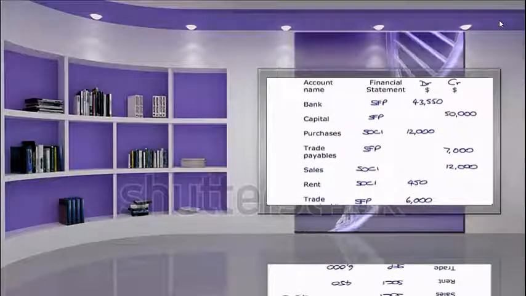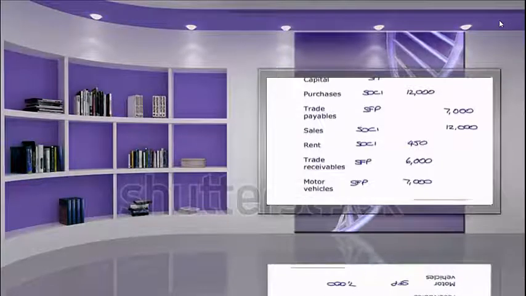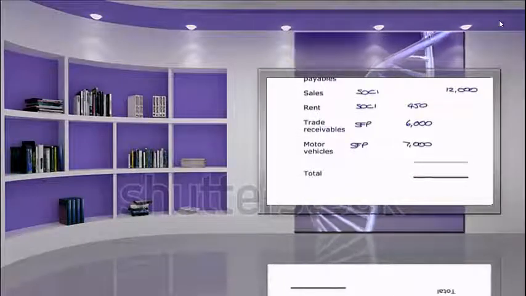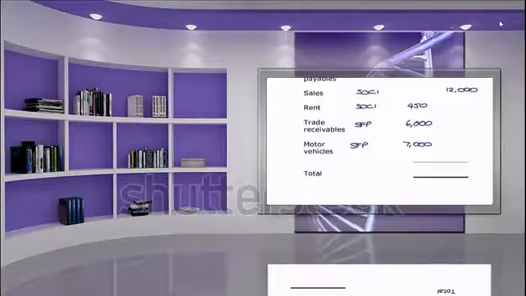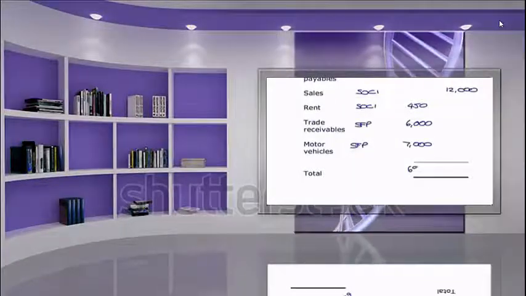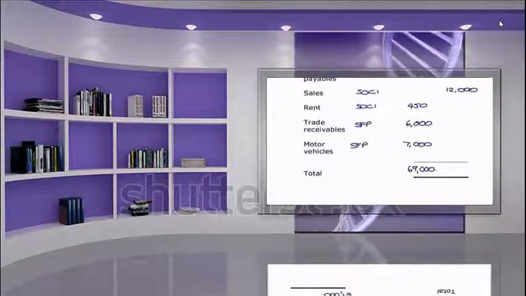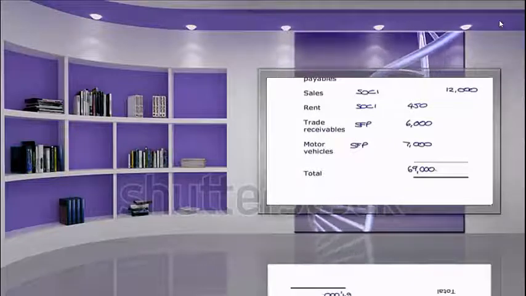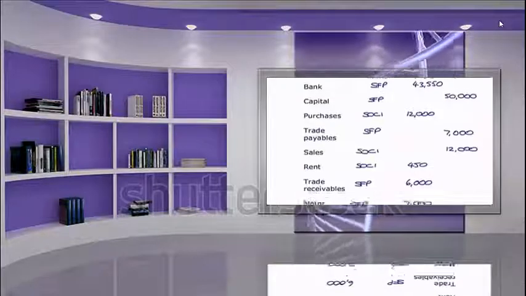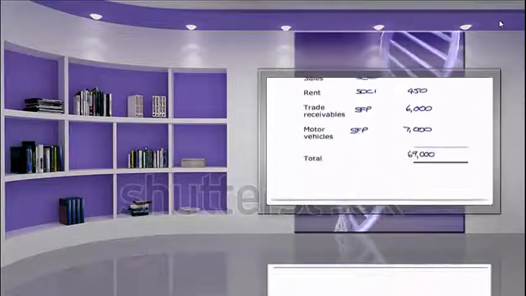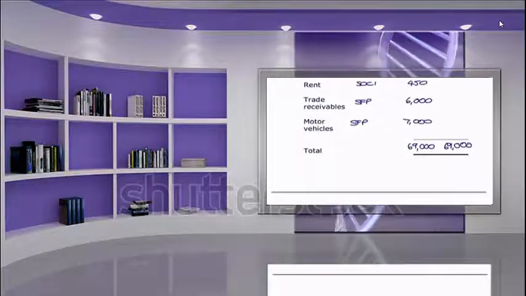Our debit column, we start with 43,550 plus 12,000 plus 450 plus 6,000 plus 7,000. Well, that should give us 69,000, the total of the debit column. Let's check the credit column. 50,000 plus 7,000 plus 12,000. Look at that. The total of the credit column equals 69,000.